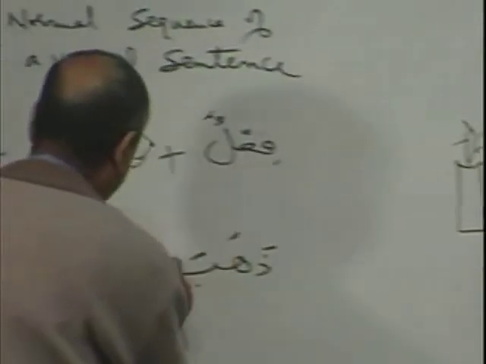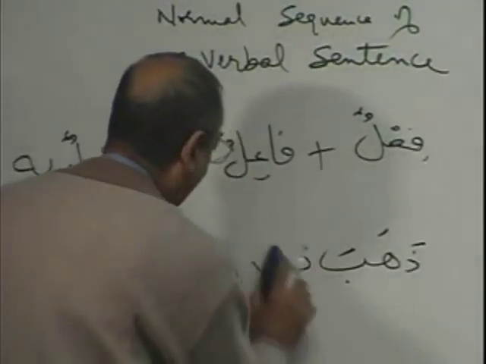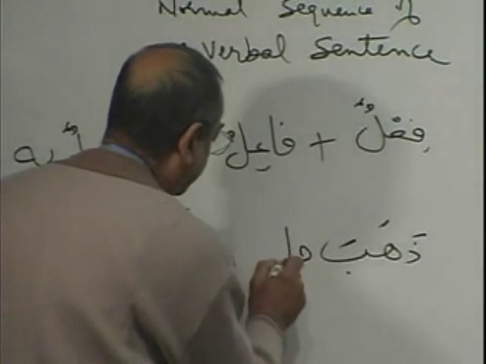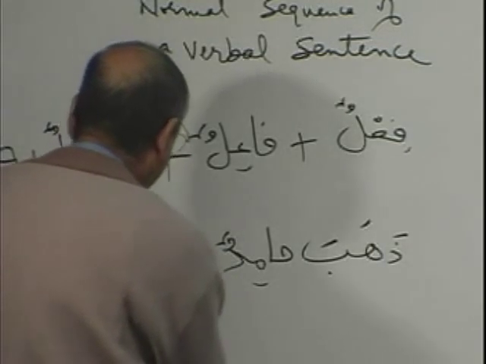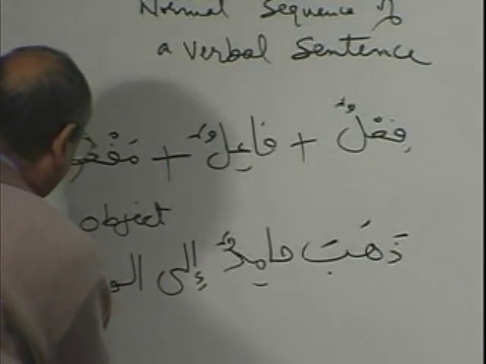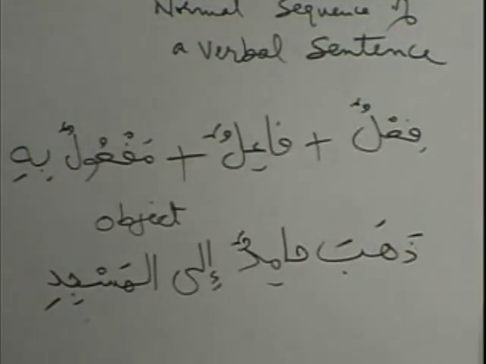Brother, I write for you here: Zahaba Hamidun ilal masjidi. What is it, brother? Zahaba Hamidun ilal masjidi. Where is the verb? Zahaba. Where is the fa'il? Hamidun. What is ilal masjidi? Jar majrur. Khalas. Fine.